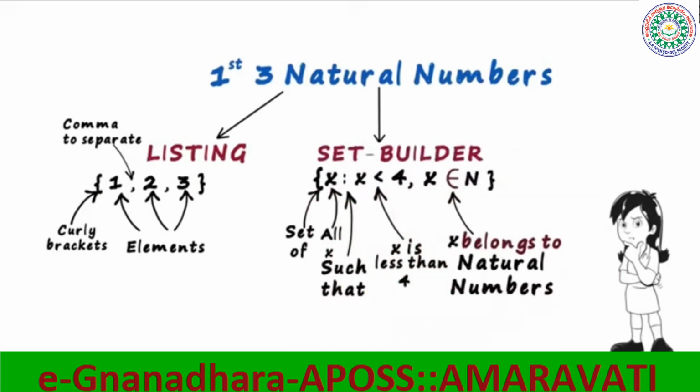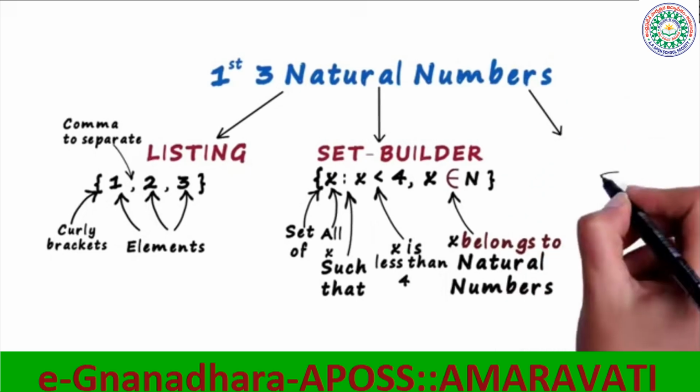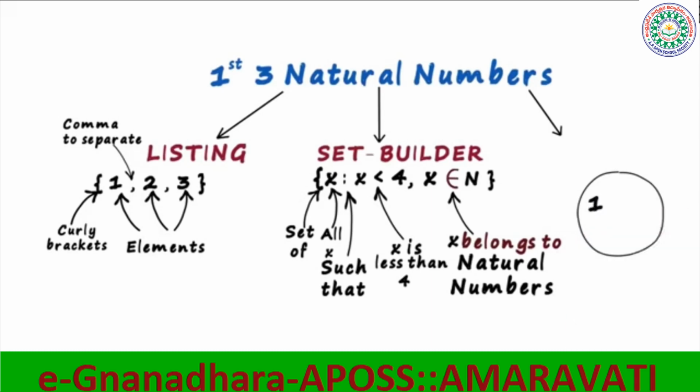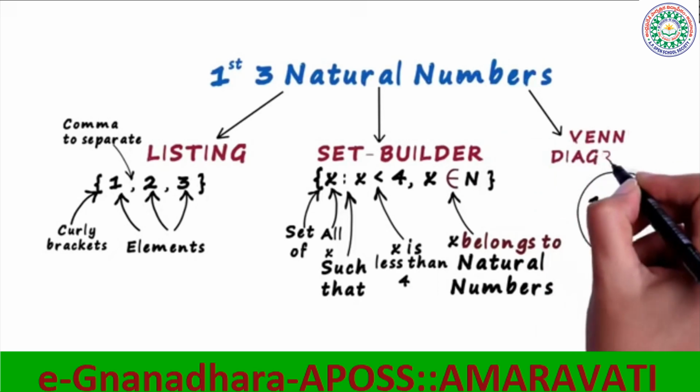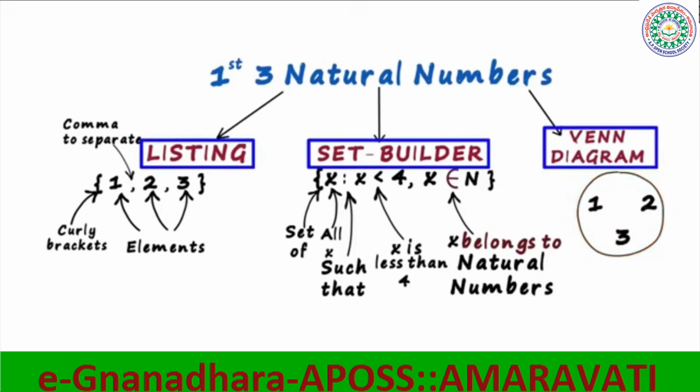This method was a bit taxing, but the next method is pleasing to the eye. We again try to represent the first 3 natural numbers 1, 2 and 3. In this method, we just draw a circle and write the elements inside it. So here, we draw a circle and write the elements 1, 2 and 3 inside it. This is called the Venn diagram. The entire set is represented within a circle. All the methods have their pros and cons. No method is good or bad. It all depends on the set we are looking at.